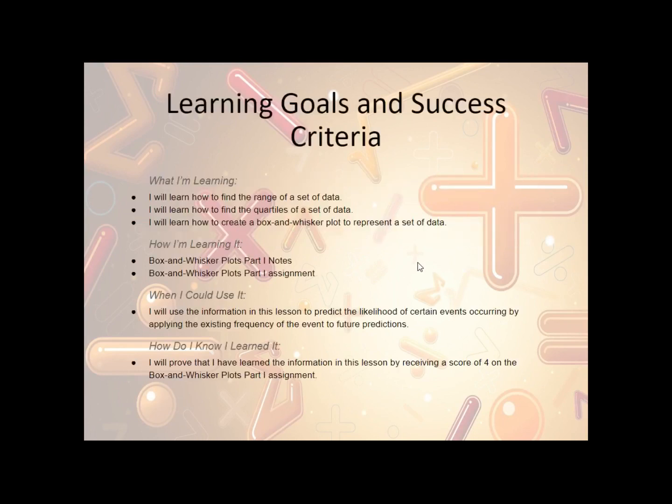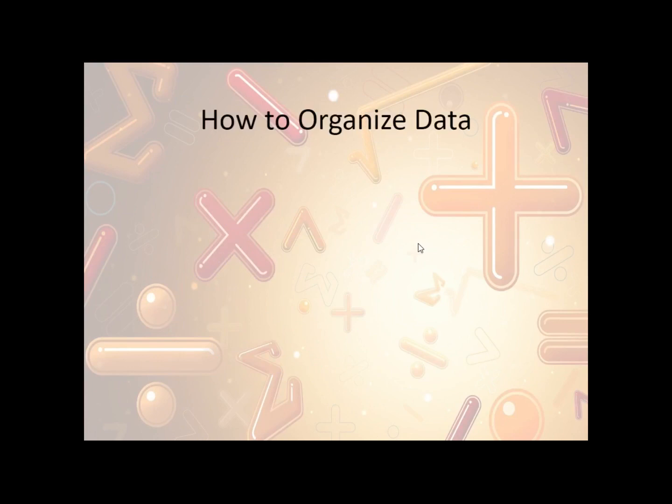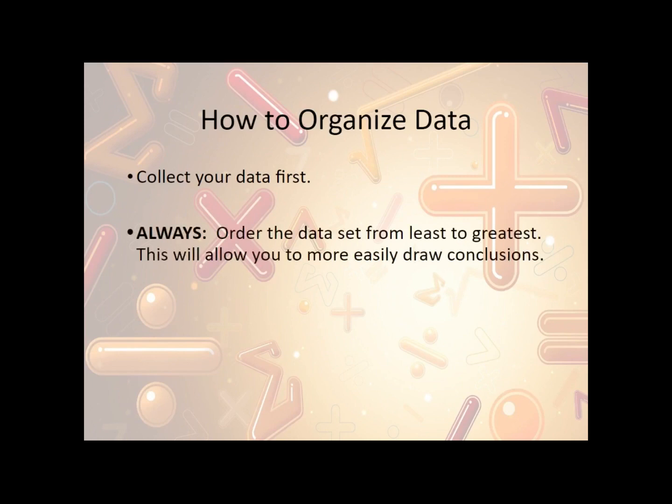The notes begin with the learning goals and success criteria. How do we organize data? Well, first thing you need to do is collect your data. So get the data in. Always when you collect your data, arrange it from least to greatest. Whatever values you get, make sure that you put them in order from least to greatest. This will allow you to draw conclusions more easily. Then use your data to draw your conclusions.